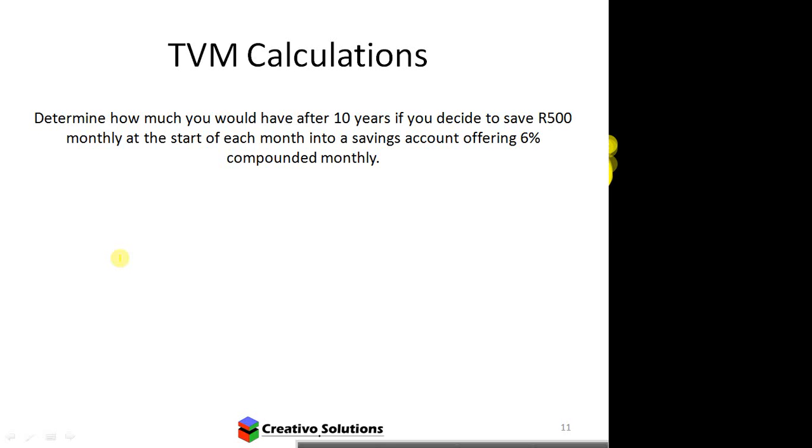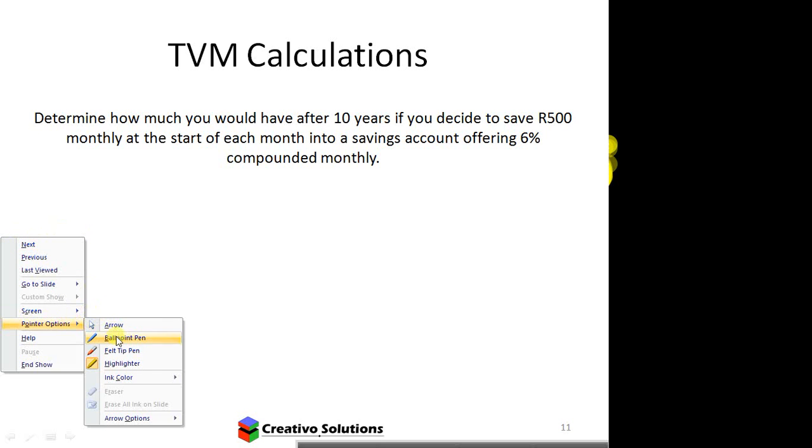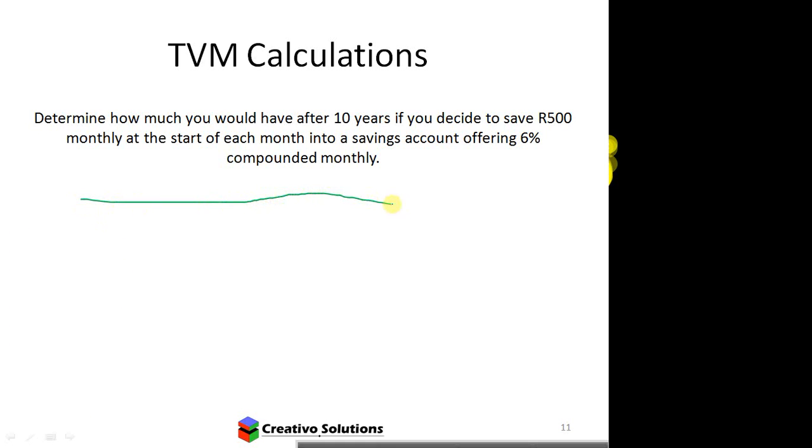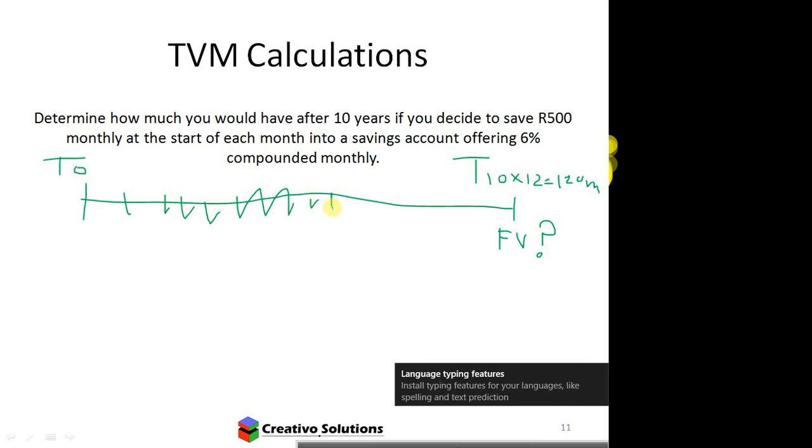Alright, so do you have a diagram? Yes, a diagram with 500 every month, 10 years. Okay, your diagram should have looked like this. How much would you have after 10 years? So am I looking at present value or future value? Future value. Correct, this is the question mark. How many years do I have? 10 years, times 12 equals 120 months. And then you'll have lots of these lines. How many of them will you have?